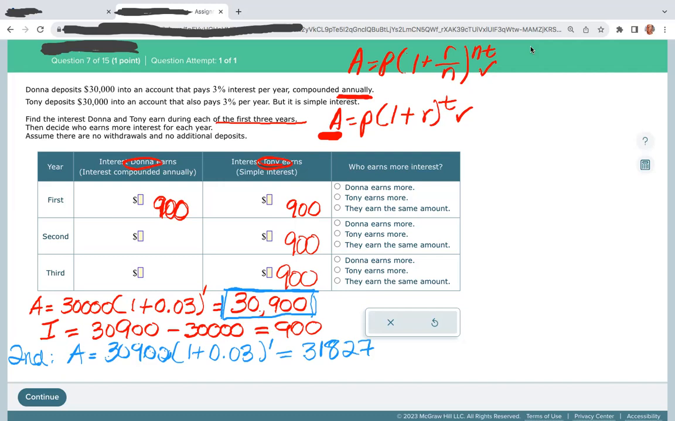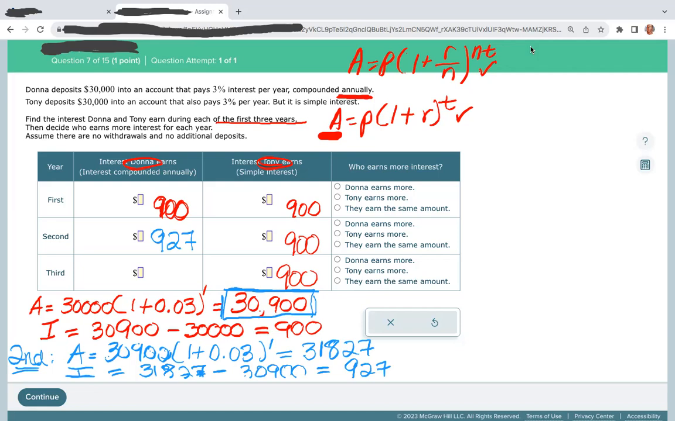This is the total account balance. So to calculate the interest earned, we're going to take the total amount of 31,827. By the way, this is already on your calculator, so you can just go ahead and subtract what you started with. What did you start with? You started with that 30,900. And when we find the difference between those two amounts, it turns out to be $927. So for the second year, everybody, this person is earning a total of $927 in interest.